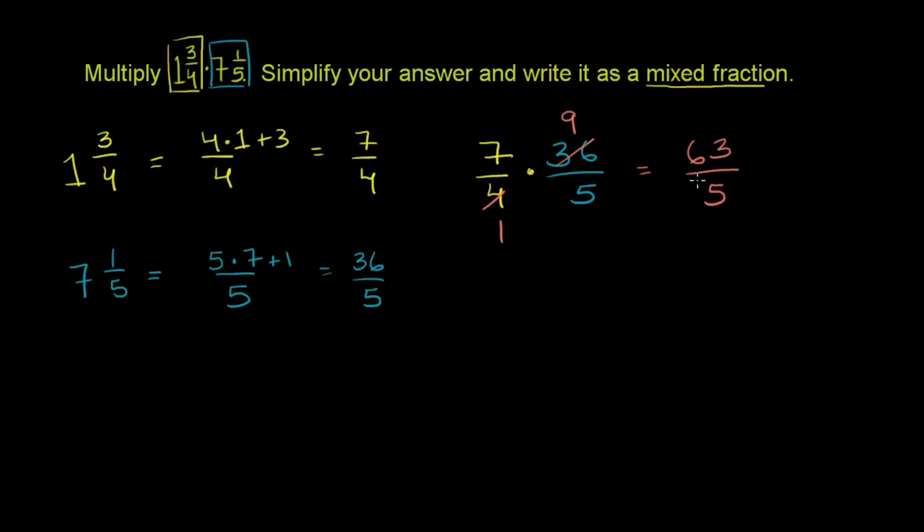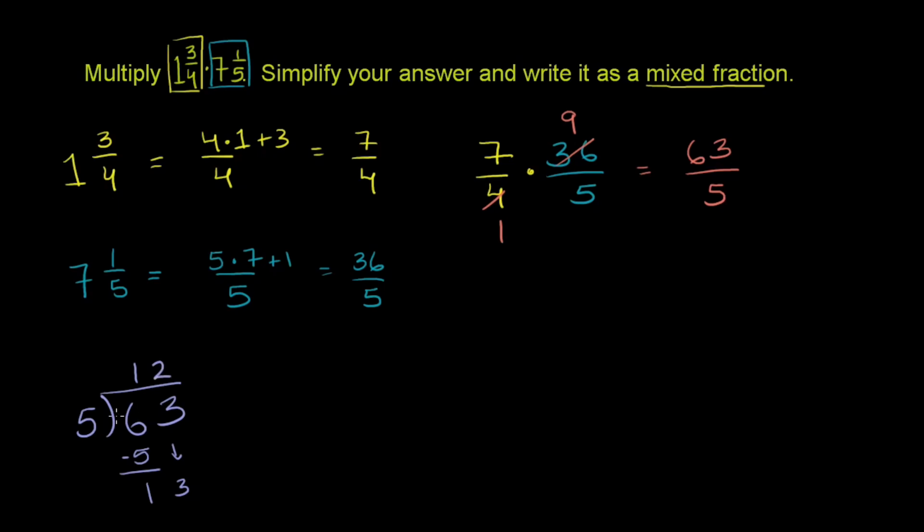So now we have our answer as an improper fraction, but they want it as a mixed number, or a mixed fraction. So what are 63 fifths? To figure that out, let me pick a nice color here. We take 5 into 63. 5 goes into 6 one time. 1 times 5 is 5. You subtract. 6 minus 5 is 1. Bring down the 3. 5 goes into 13 2 times.